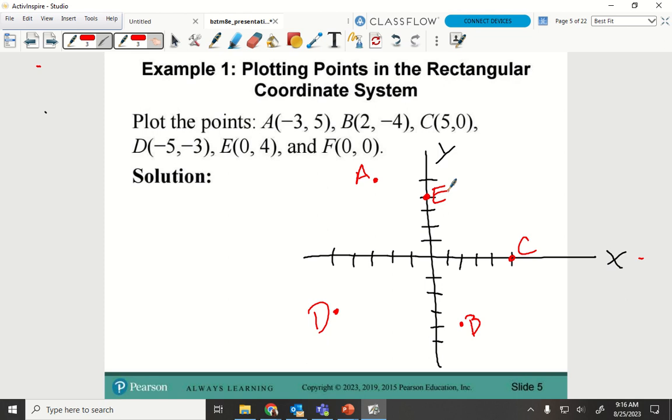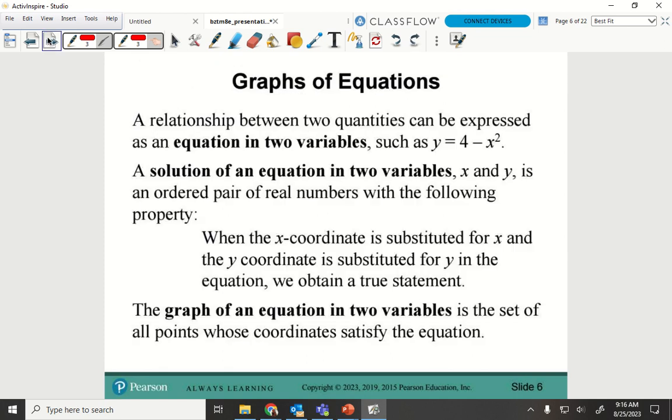E. E-A. What about A? Sports. How do you say A? It's in the game. All right. F. Where's F? 0, 0. Stay right there. Also referred to as the, what do we also call that? Origin. Thank you very much. Good job. See? You know what you're doing. Just needed a little bit of refresher.